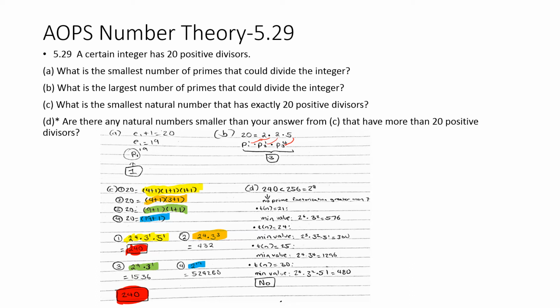Now D, are there any natural numbers smaller than your answer from C that have more than 20 positive divisors? So 240 is less than 256, which is equal to 2 to the power of 8. So that means there's no prime factorization with an exponent greater than 7. So if the number of divisors is equal to 21, then the minimum value would be 2 to the power of 6 times 3 to the power of 2. If it is equal to 24, then the minimum value would be 360. If it's 25, it's 1,296. And if it's 30, it's 480. So none of them is less than 240, so no.